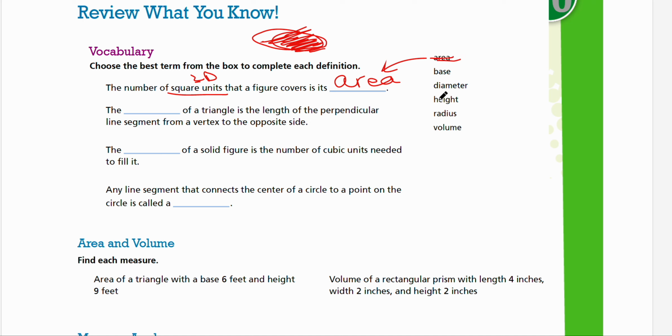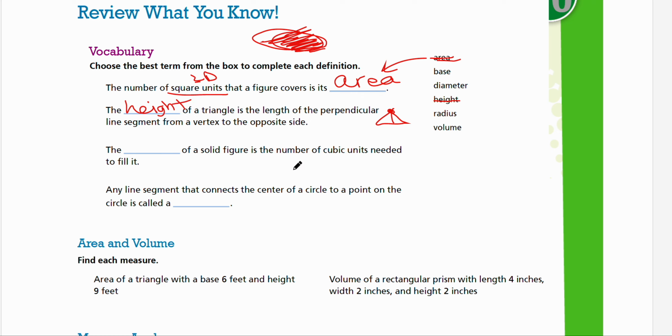Okay, and then the blank of a triangle is the length of the perpendicular line segment from a vertex to the opposite side. So one vertex to the opposite side. What is this called? The height of the triangle, right? So the height of the triangle.